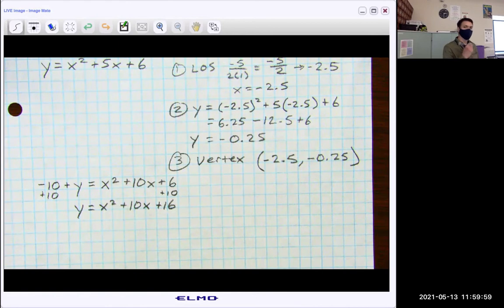I want you to go ahead and solve this one and let's see if we get the same answer in the end. I'll give you a little bit of time right now. Go ahead and find your vertex.